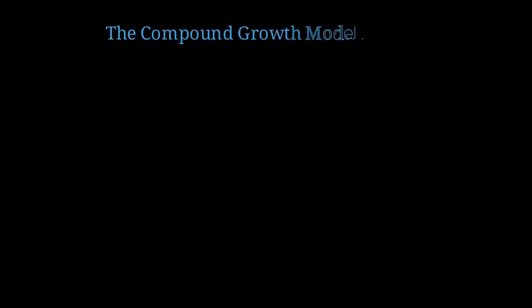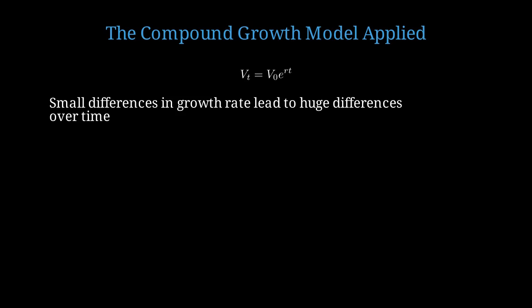Let's put everything together in a compound growth model for your career. Your value over time grows exponentially if you maintain consistent growth. V(t) is value at time t, V0 is initial value, r is growth rate, and t is time in years. Small differences in daily growth rate lead to massive differences over decades. This is the power of compound improvement.